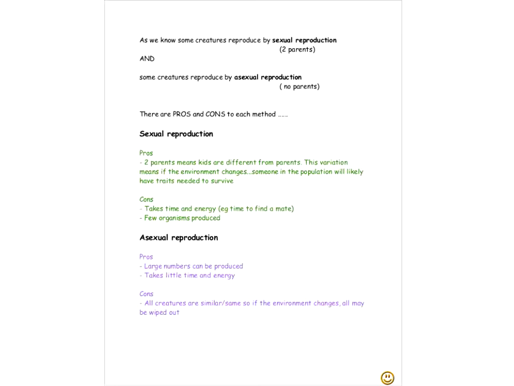With asexual reproduction, it's the flip side. Everything that's a pro for sexual reproduction is a con, and vice versa. For asexual reproduction, we have large numbers being produced. Think about bacteria: in 20 minutes you can produce millions of them. It takes only a little time and energy. As for the downside, same idea as before: all creatures are similar, so if the environment changes, all of them might be wiped out.